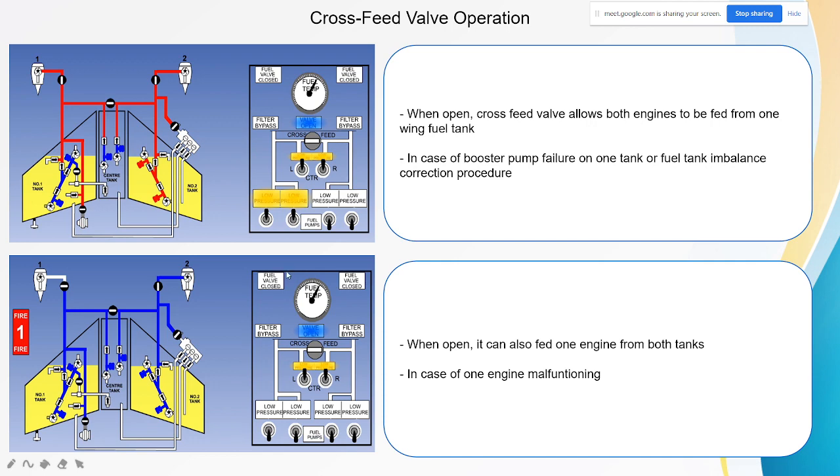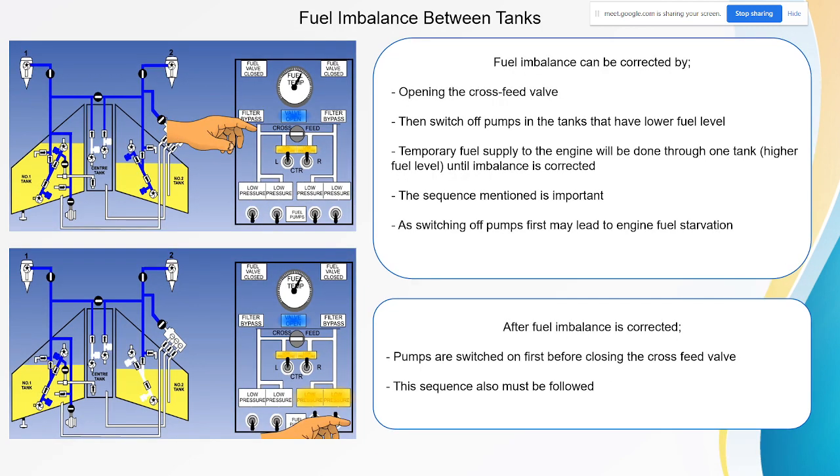Okay, for the fuel imbalance, can you go to the fuel imbalance slide? Okay, at the bottom it says pumps are switched on. So what pumps are switched on after the correction? When fuel imbalance occurs, let's say the left tank is higher than the right tank, we switch off the right tank to allow the fuel from the left side to be consumed first until it reaches the same level as the right tank. So what we turn on here is the right pump.